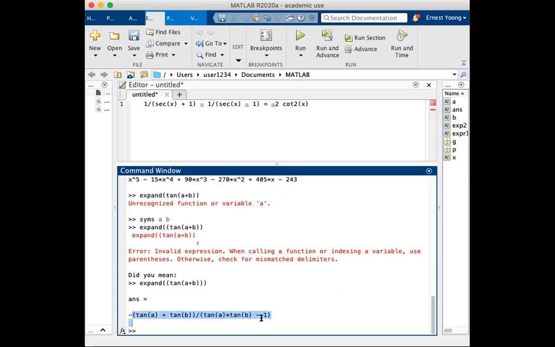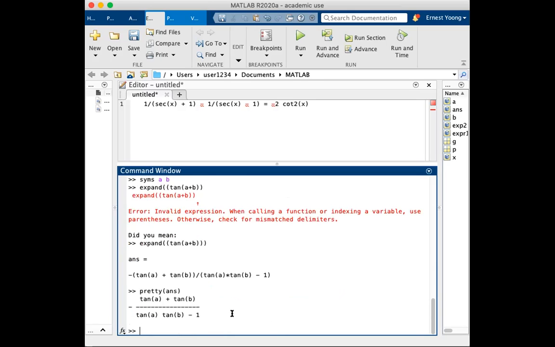But this does not look nice. If you want it to look nice, you can say pretty, with the answer in brackets. Pretty means I will make it in a form that is easy for me to read. So you get negative tangent A plus tangent B over tangent A times tangent B minus 1. It will look nicer for us to write on paper. Okay, so that's it for today's lesson.